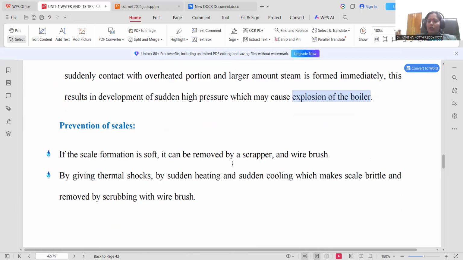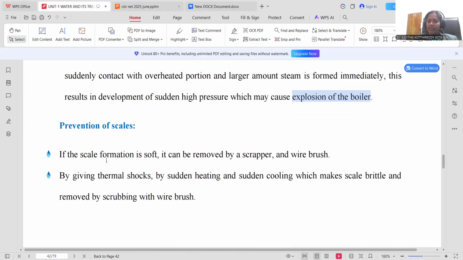Now you know what the causes are, how the scales are generated, and what kind of problems we will face if scales are generated within the boiler. Now it's time to see how to remove these scales. How can we remove them? Prevention of the scales: if the scale formation is soft, then we can remove it simply by a scraping process, using a wire brush, by scratching.